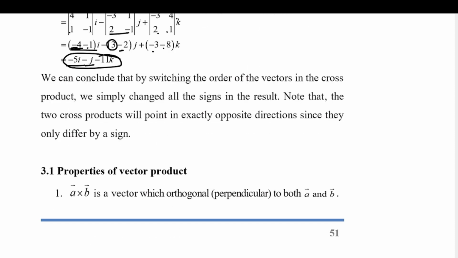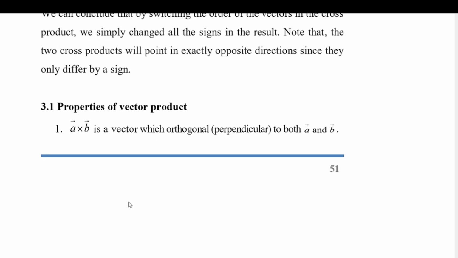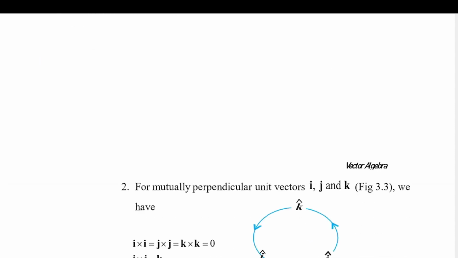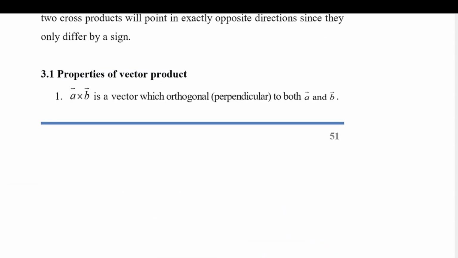Now, properties of vector products. Let's quickly talk about properties of vector products. So if A cross B is a vector which is orthogonal to both A and B, then what happens? So if A is a vector which is orthogonal to, then it means that their cross product will also be equal to 0.